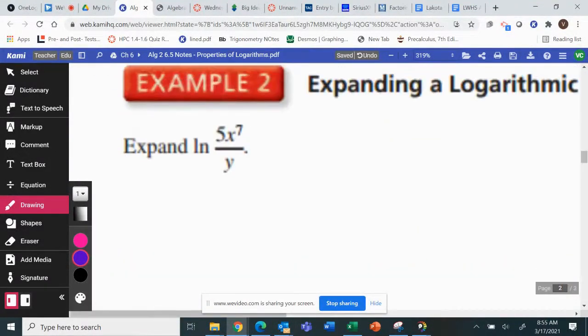So the first thing that I notice, and this is kind of like order of operations but backwards, is that big fat division sign. So that's the first thing I'm going to take care of. I'm going to rewrite this as ln of 5x to the 7th minus ln y. ln works for all these properties as well. Now, ln y, nothing else to do with that. It's expanded all the way.